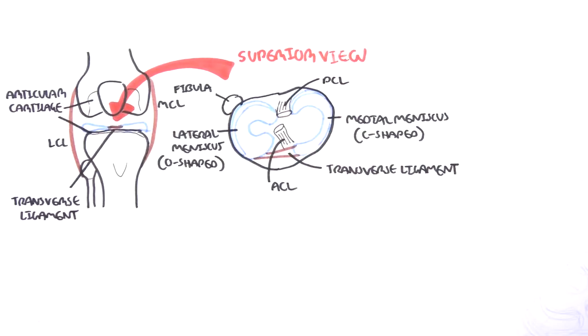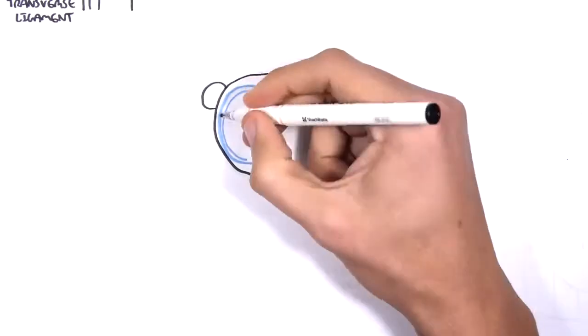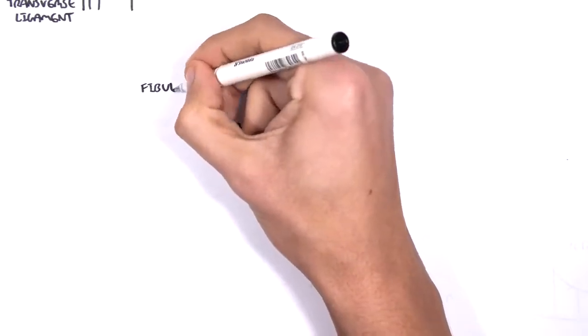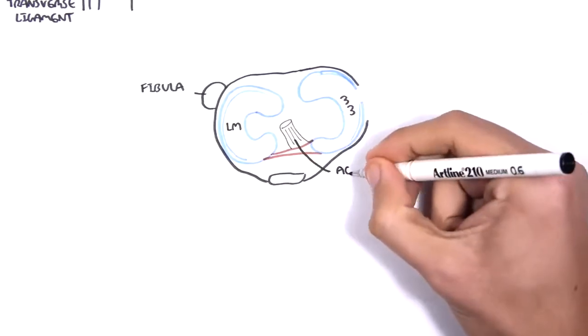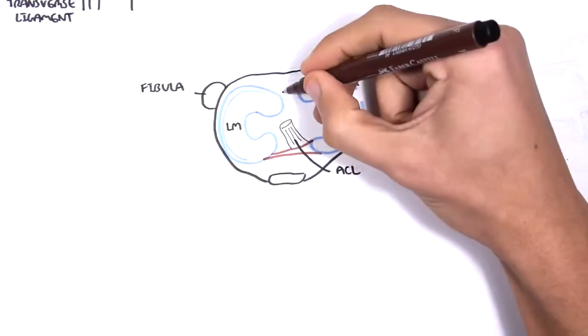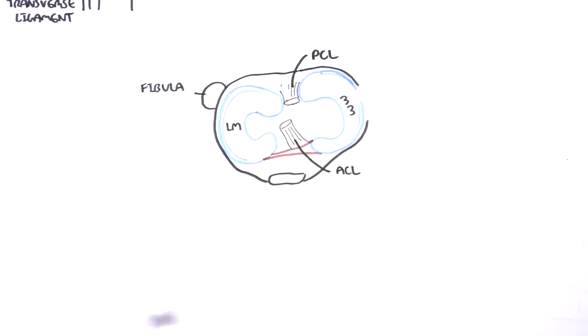So let's look at, again, the superior view of the tibial bone, looking from the top. Now to orientate ourselves, here again you have your lateral meniscus, then you have the head of the fibula here, then you have your medial meniscus, and your cruciate ligaments: your ACL connecting to the anterior part of the tibia, and then your PCL, your posterior cruciate ligament, attaching to the posterior part of the tibia.